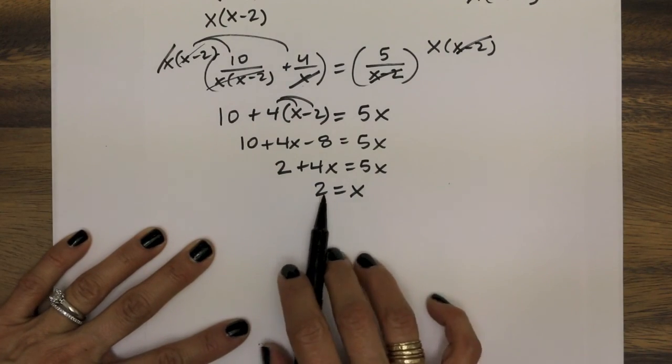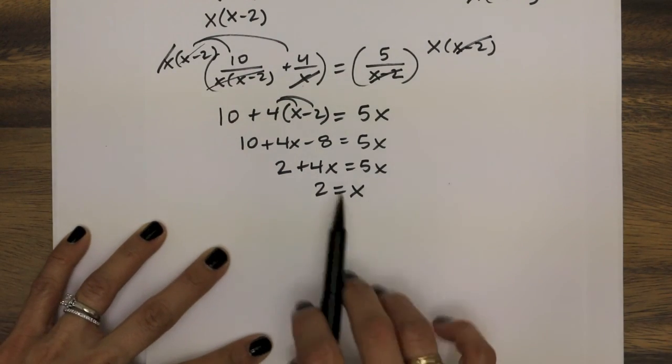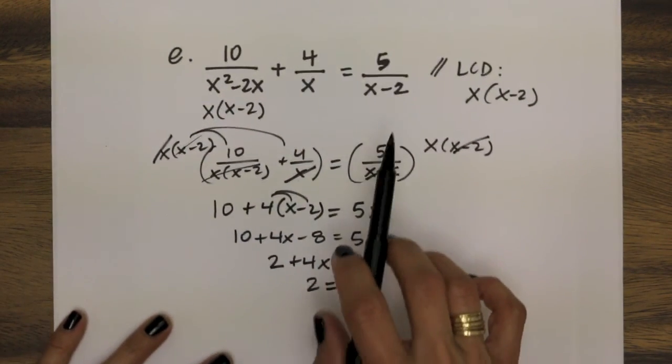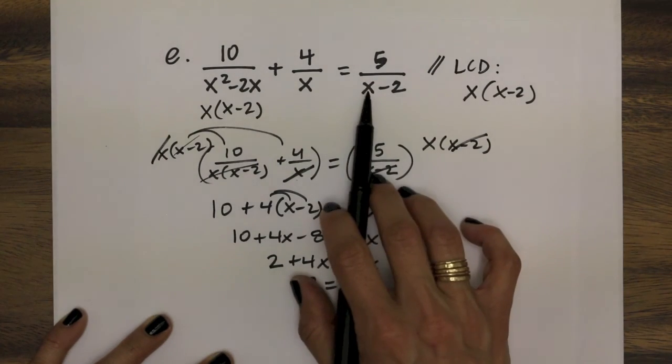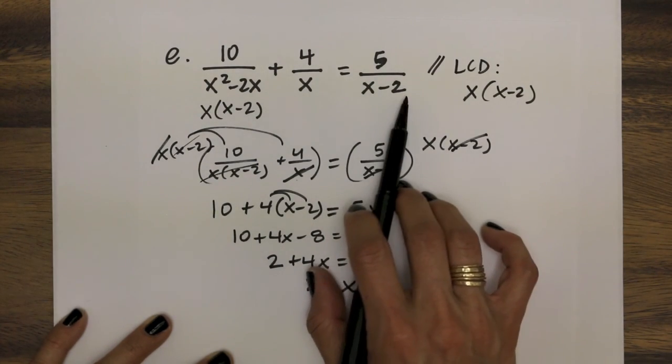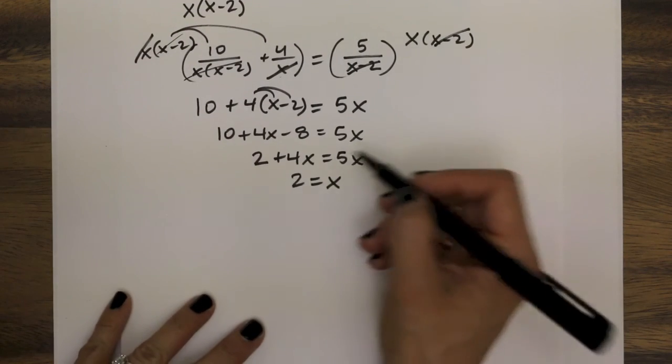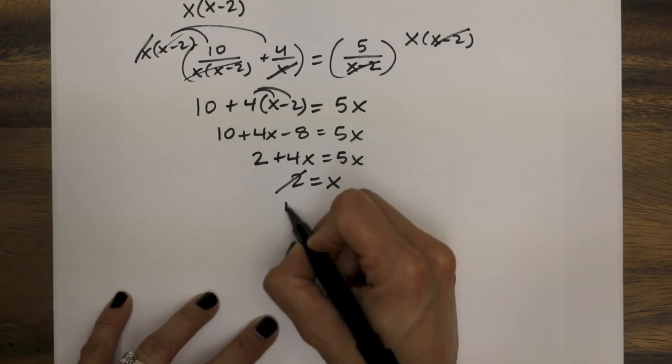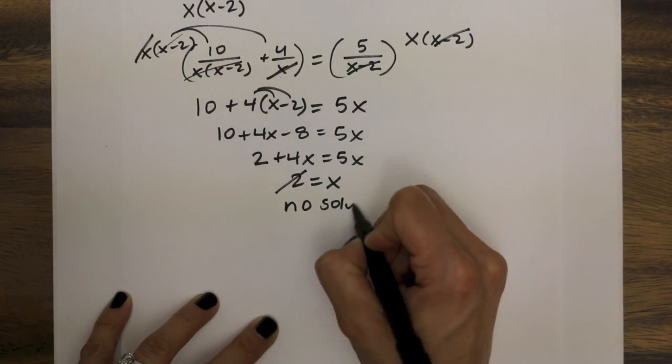And again, double check with that value. If we were to plug it into the original equation, we take 2, we plug it in, 2 minus 2 is 0 in the denominator, which we can't have. So this is not a solution, and we just write no solution.